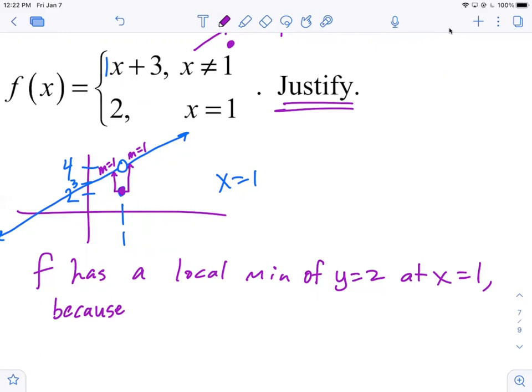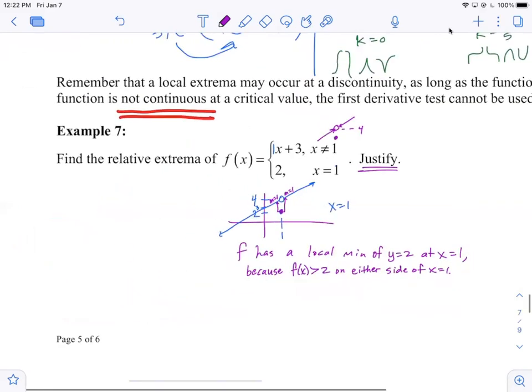So you could say because f of x is greater than 2 on, what's that magical word that means local? Either, yeah, side of x equals 1. That's probably the best way to justify it. So I've said what the y value is there, and then immediately on either side, the function value f of x is bigger than that number on either side. So that's not the first derivative test. We didn't say anything about the derivative there. Okay. All right. So if it's not continuous, you can still do it if you can sketch the graph.